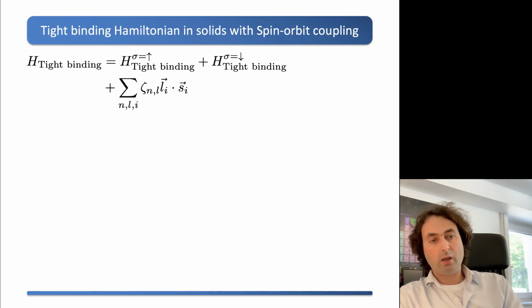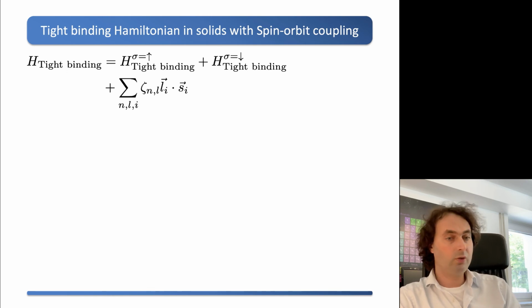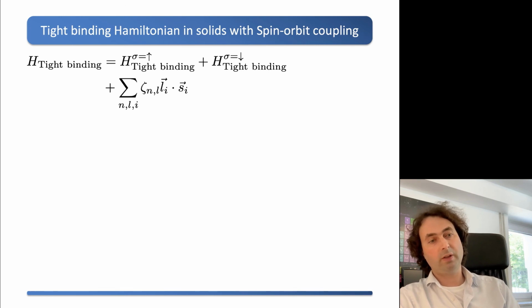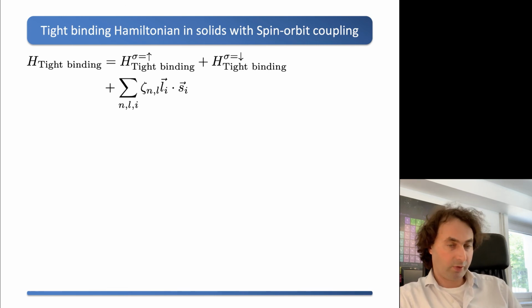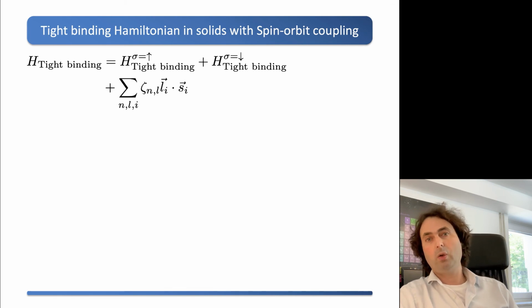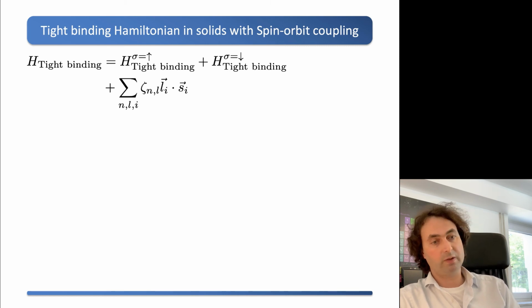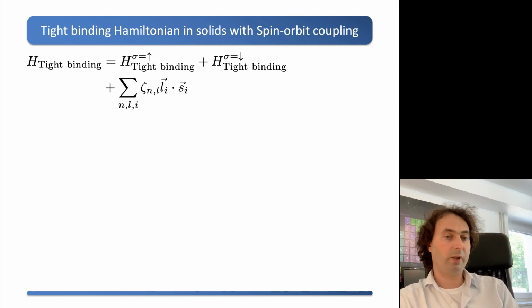Now, given all this, how do we include this into our tight binding Hamiltonian? We have seen before examples where we made a tight binding Hamiltonian, and for that we neglected spin. What we can do now is double your basis set. When you think of an s orbital, you now have an s orbital with spin up and an s orbital with spin down.